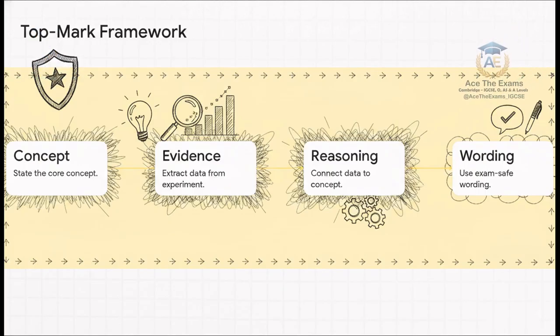Step 1, state the concept. Step 2, provide the evidence or data extracted directly from the experiment. Step 3, apply scientific reasoning to connect that data right back to the concept. And Step 4, use the exact examiner wording. Master this framework and you are going to bulletproof your exam answers.